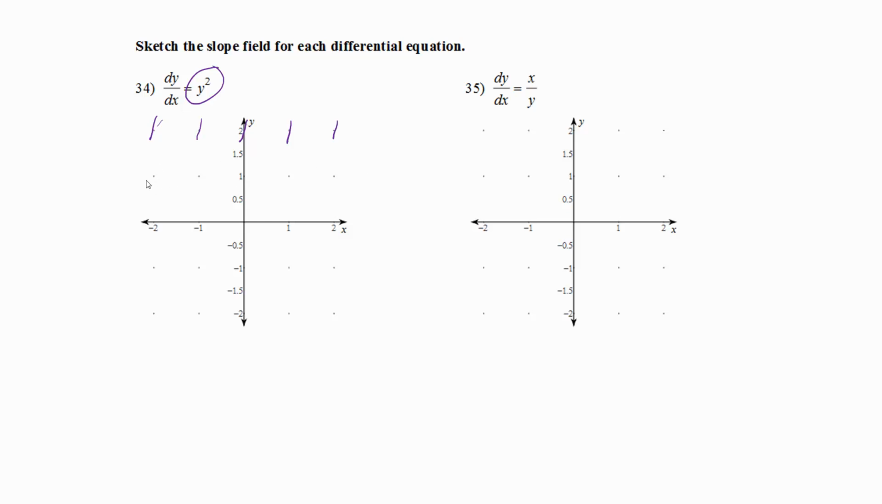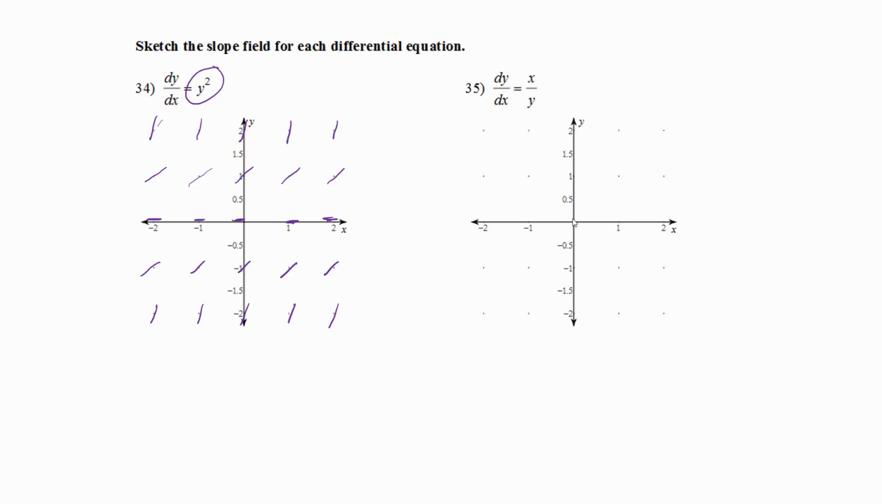At y equals 1, that's 1 squared, so we draw a positive 1 for our slope. At 0, 0 squared is 0, and so that's a horizontal slope. You are filling in all the dots and all of the points on the x and y axis. When I plug in negative 1 and I square it, I get positive 1 again. Don't let that squared fool you. It takes away those negatives. And then negative 2 squared is a positive 4, so it's a steeper slope than what we just had. This is what our slope field looks like.